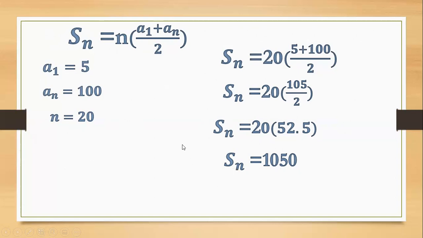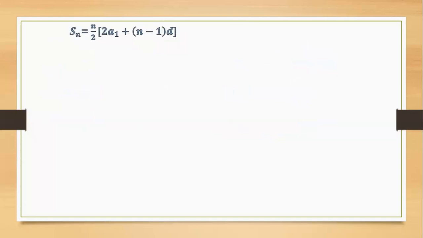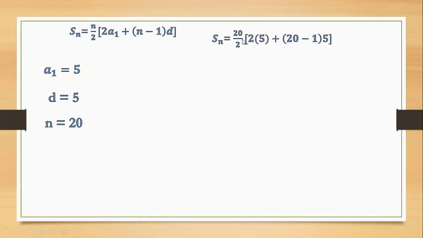Now, let's use the second formula. S of n equals n over 2 times the quantity of 2a sub 1 plus n minus 1 times d. The givens: a sub 1 equals 5, difference equals 5, and there are 20 terms. Substitute the values. n, 20. a sub 1, 5. n, 20. Difference, 5. Next, subtract 20 minus 1 equals 19.